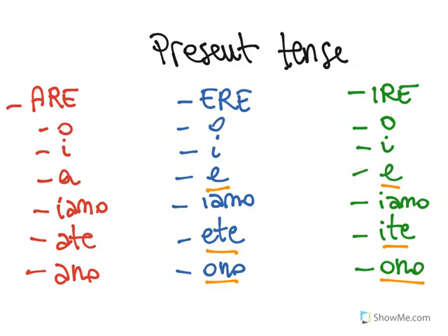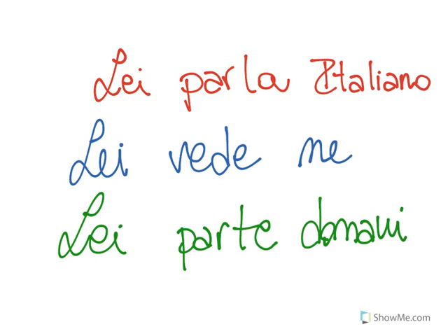The endings for the present tense for the second and third groups of verbs are a bit different. You can see it here. They differ from the -are group in the third person singular and in the second and third person plural. So we will have lei parla italiano, third person of the verb parlare, lei vede, third person singular of the verb vedere, lei parte domani, third person singular of the verb partire.